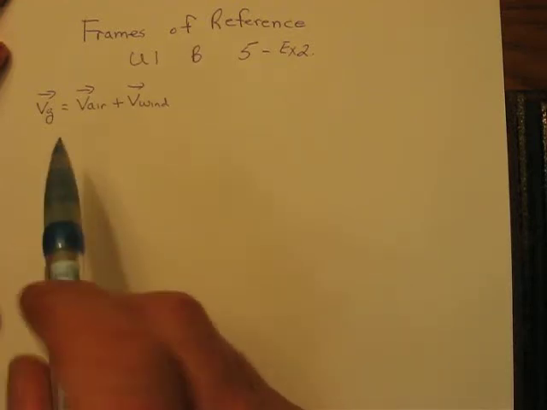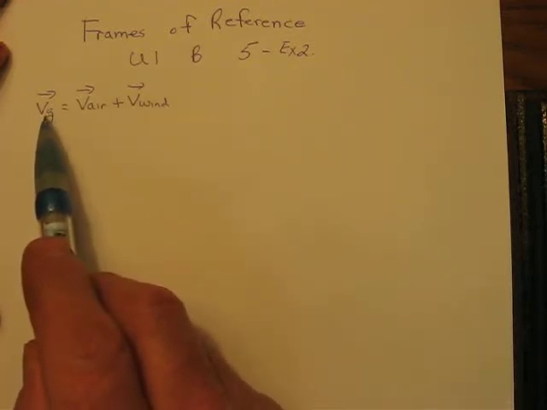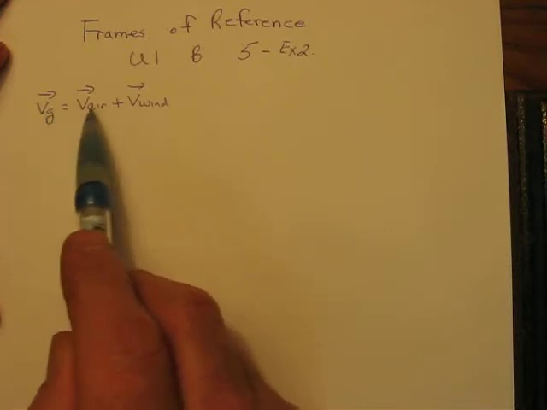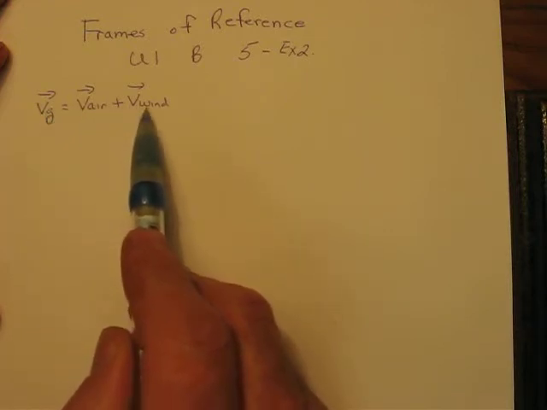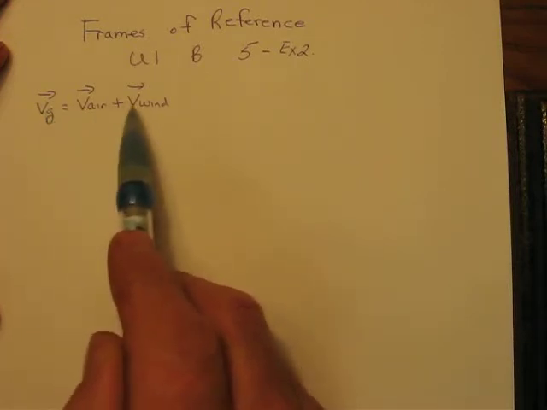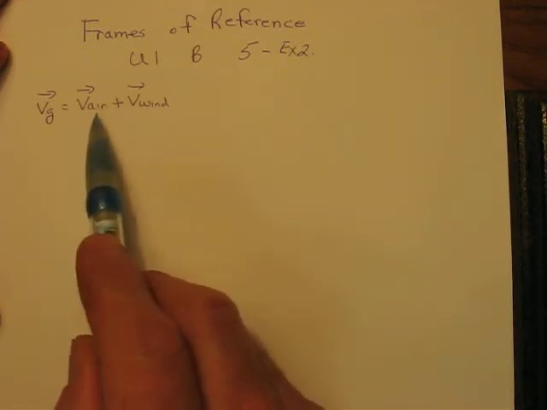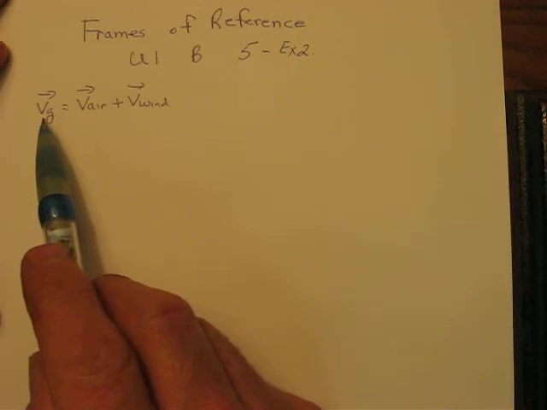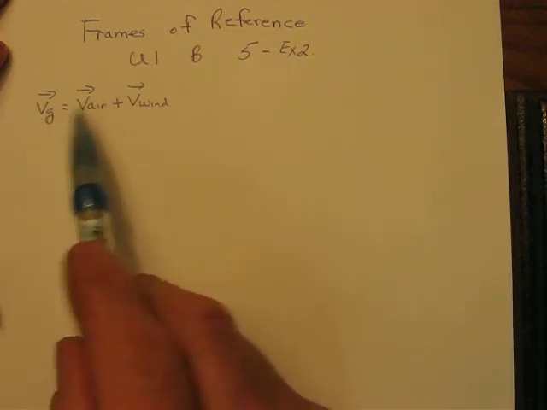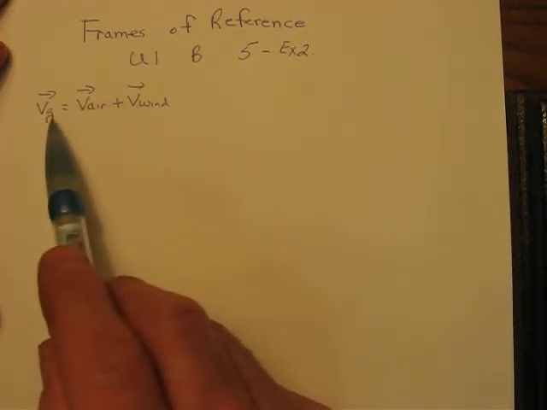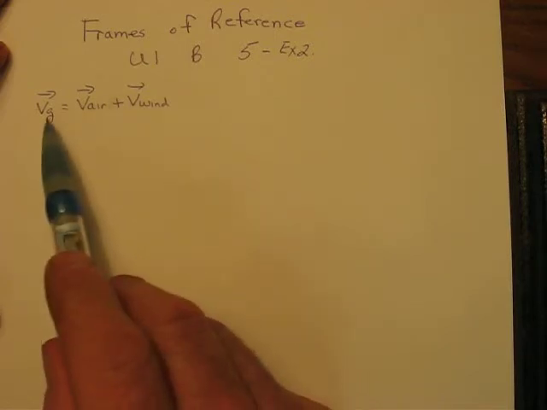With airplane problems, we have the vector formula: ground velocity equals air velocity plus wind. Now note that this is a vector formula. This is not a formula where if this was 2 and this was 3, then this would be 5. That is not necessarily the case. What this tells you is that you have to form and add vectors and form a triangle using this.